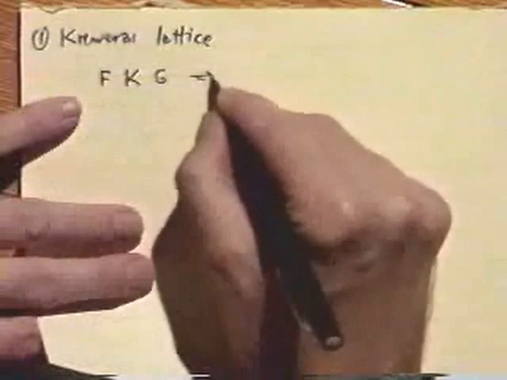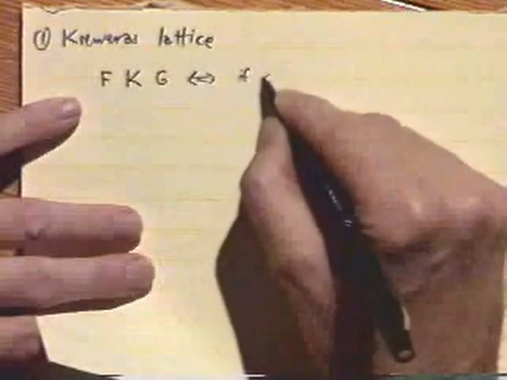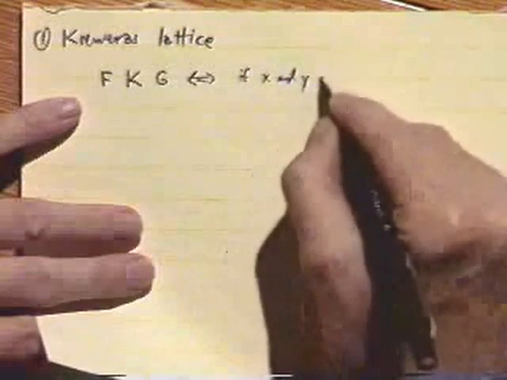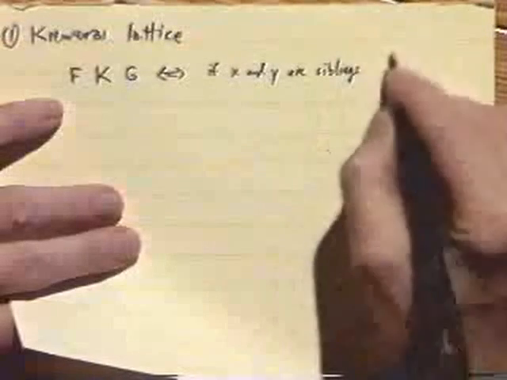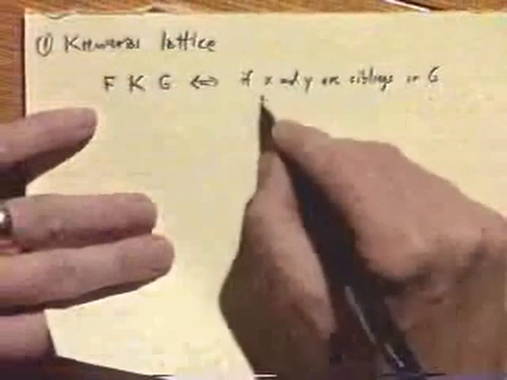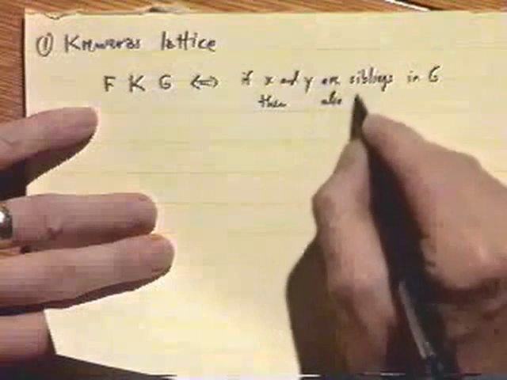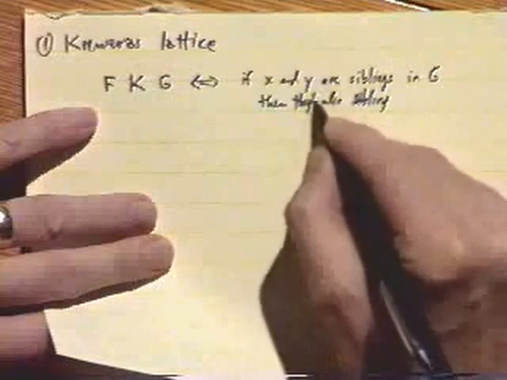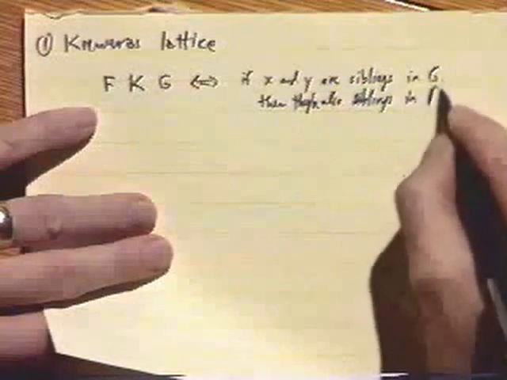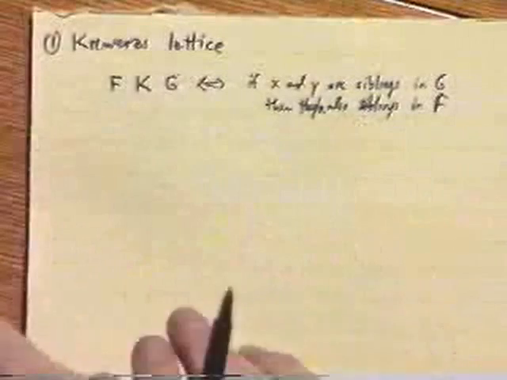This will mean that if X and Y are siblings, members of the same family in G, then they're also siblings in F. Okay, they are also siblings in F. So in other words, it's all based on who are the members of the same family of the same generation.